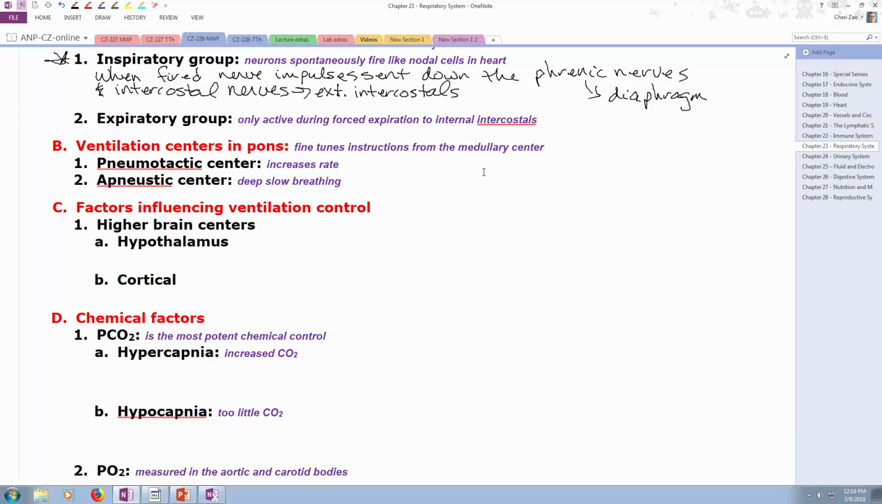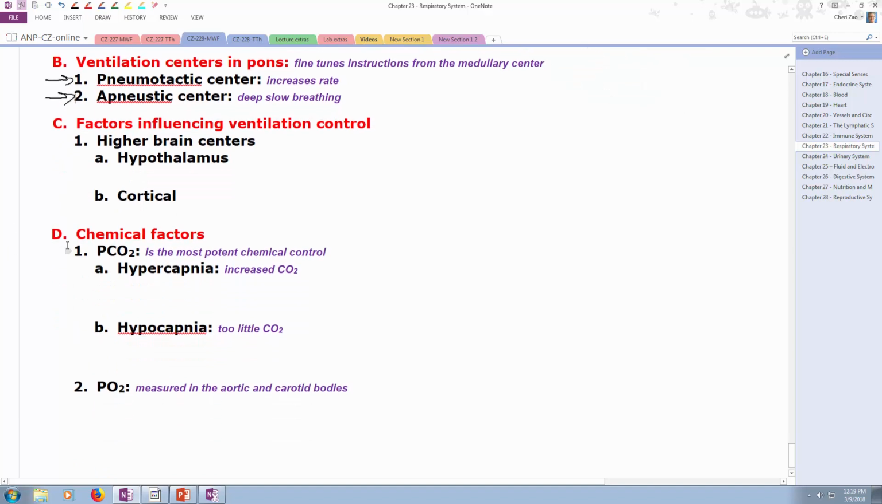But what's interesting, in the pons we do have a pneumotactic center and an apneustic center. One of them is active during the daytime and the other is active at night. Which one's active at night? Apneustic center. And so these are basically telling you the pons will actually tell the medulla oblongata, we're sleeping now, slow down your ventilatory rate. We're awake now, so increase your ventilatory rate. So the pneumotactic center is active during the daytime, and the apneustic center is active and talking to the medulla oblongata, so to speak, at night.